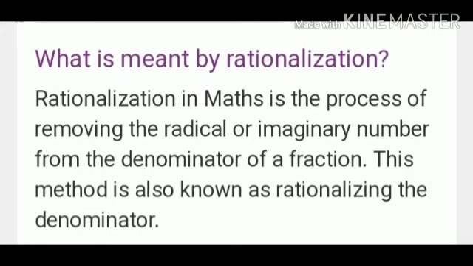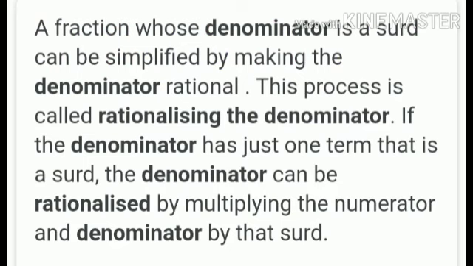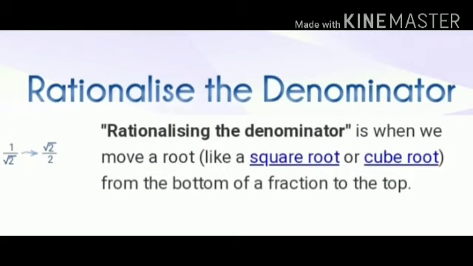Rationalization in maths is the process of removing the radical or imaginary number from the denominator of a fraction. This method is also known as rationalizing the denominator. In simple language, rationalizing means removing the radical sign, the square root sign, from the denominator. Here it's given, children, rationalizing the denominator is when we move a root from the bottom of a fraction to the top.